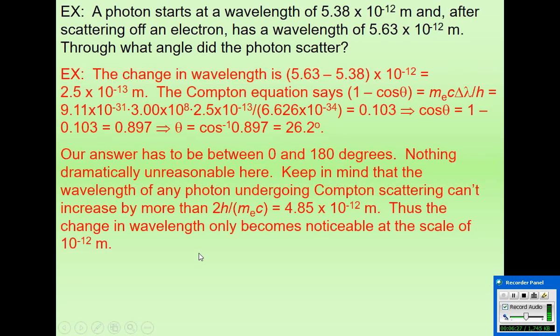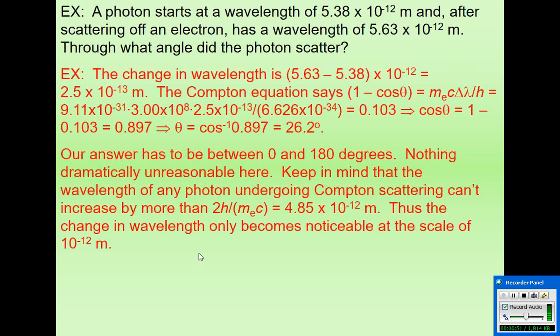Let's consider such a situation. We have a photon that has an initial wavelength of 5.38 times 10 to the negative 12 meters, and it scatters off of an electron, and its new wavelength is 5.63 times 10 to the negative 12 meters. Through what angle did the photon scatter?